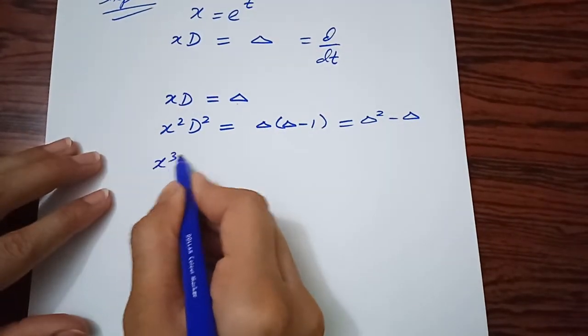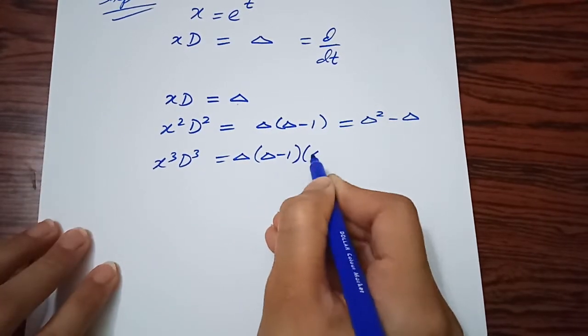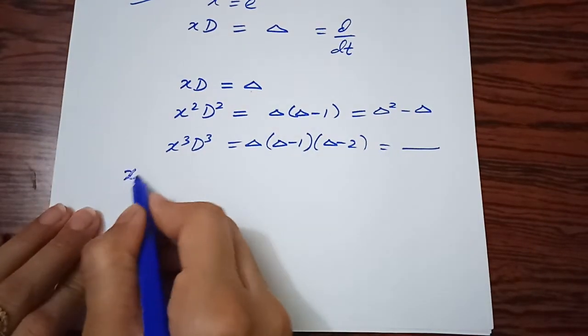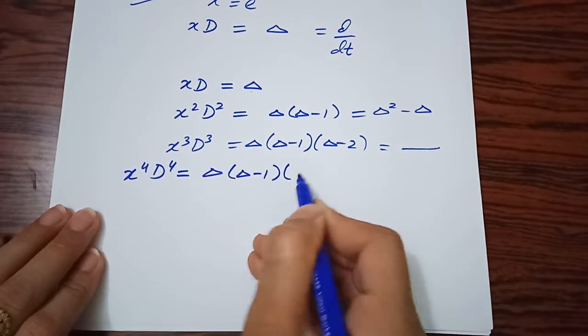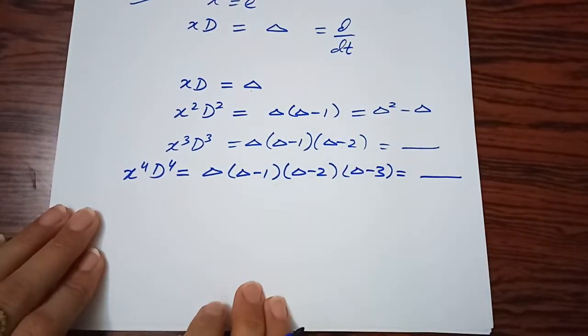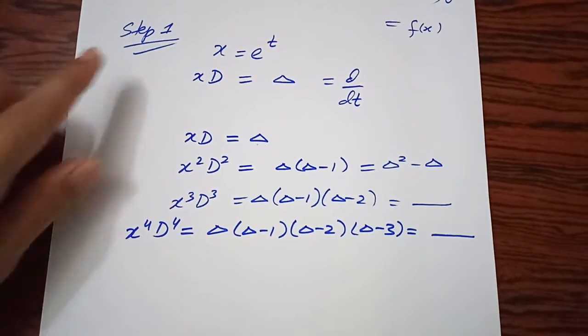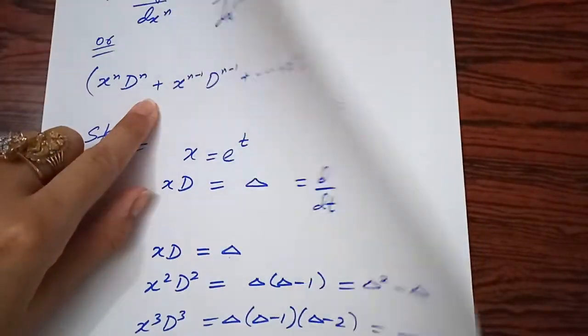And if you are given x^3 D^3, this is delta (delta minus 1)(delta minus 2), and you can expand it as well. And if you have x^4 D^4, you can write delta (delta minus 1)(delta minus 2)(delta minus 3), and you can expand it. This is going to be our first step. After this first step, you have to use all these identities in your question.